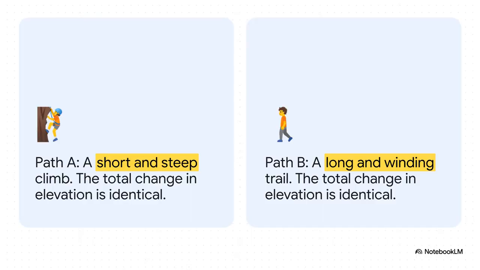So, let's imagine two different paths. Path A could be super short, but man, is it a steep climb. Path B, on the other hand, might be this long, winding trail that kind of meanders its way up. The distance you travel, the effort it takes, totally different. But here's the kicker. One thing is absolutely identical: your total change in elevation. The vertical distance from the bottom to the top is exactly the same. It doesn't matter how you got there, the difference between where you started and where you ended is a constant.